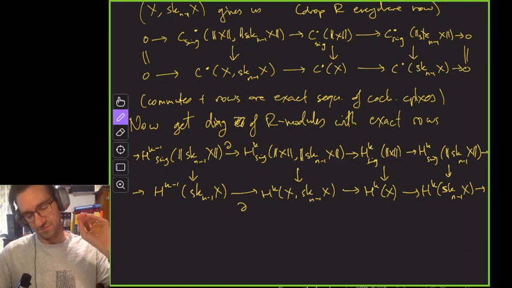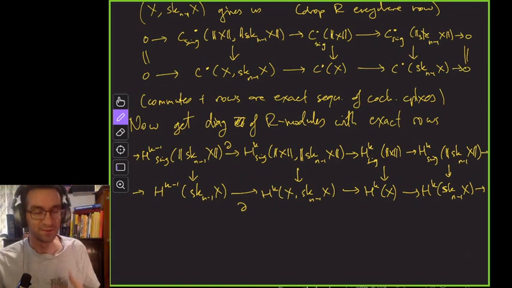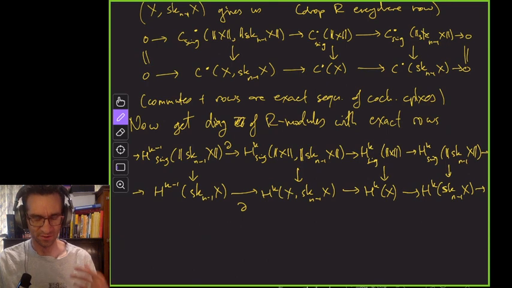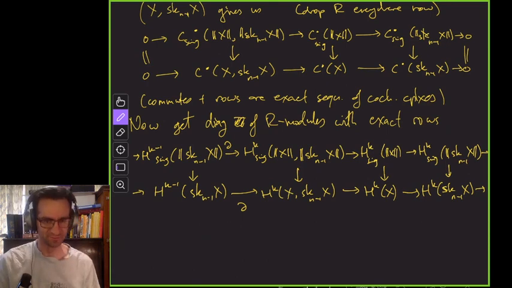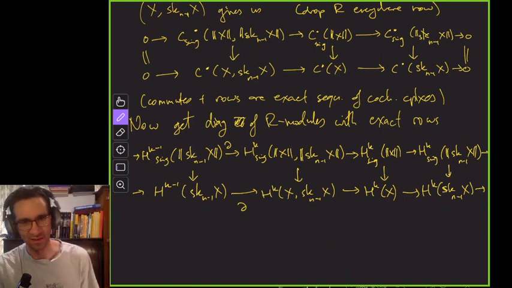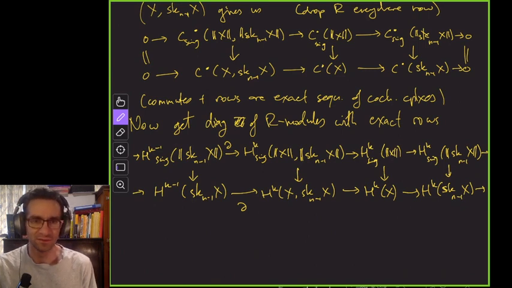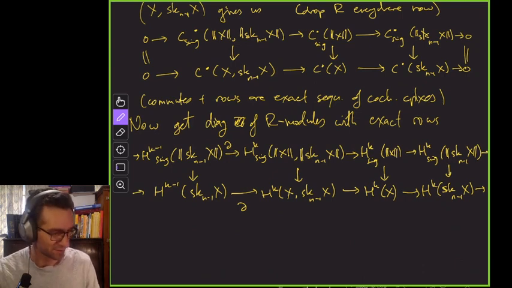Now, the bottom row is, ideally, easier to calculate. I mean, it's combinatorial. You've done examples where you just do it by hand with matrices. You could code it into a computer and the computer could calculate it for you. The top row is a lot harder. Ideally you want to do things like calculate the singular cohomology of a space, but that's hard. So if I could set it up such that I get this diagram, maybe I can calculate it using the bottom row somehow.